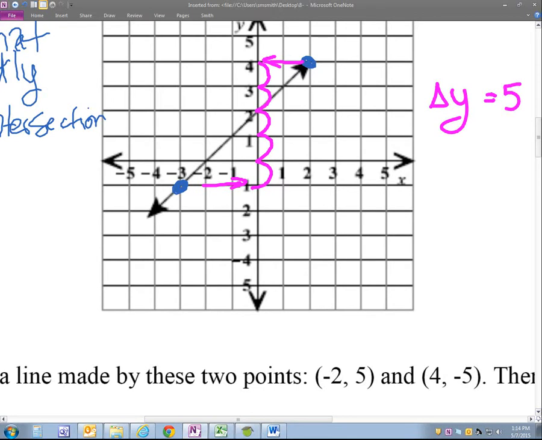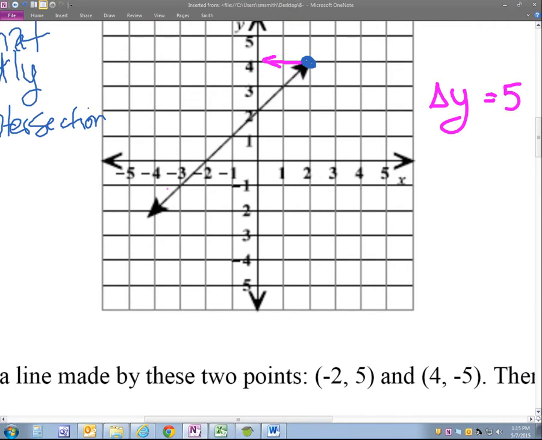Our change in y is equal to 5. -3, -1. Do you agree that this line that we are talking about goes through -3, -1?